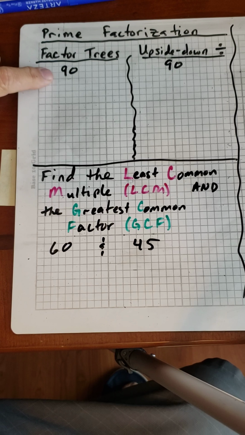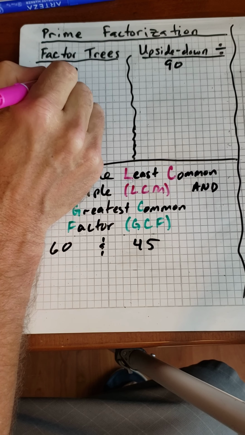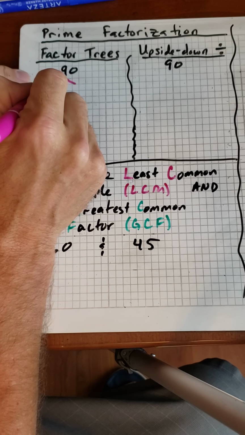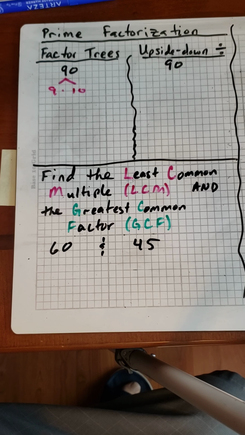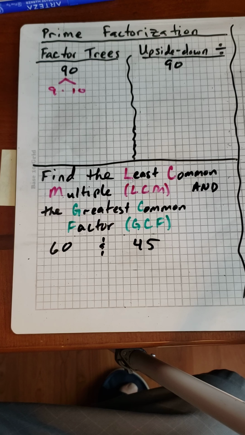Okay, so for factor trees, what I get to do is break it up into factors that I know. And that's what's nice about factor trees: they get to start with numbers that they know multiply to give me 90. Okay, so most kids looking at this number, most people might go, well, that is 9 times 10.